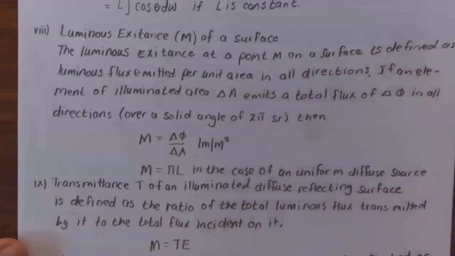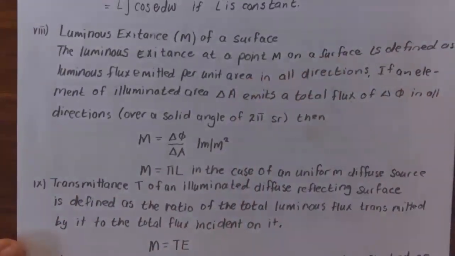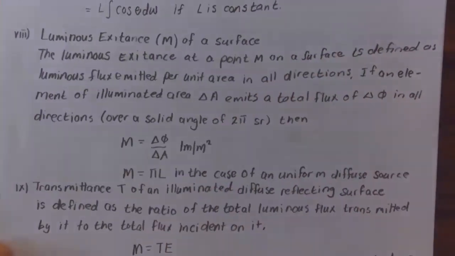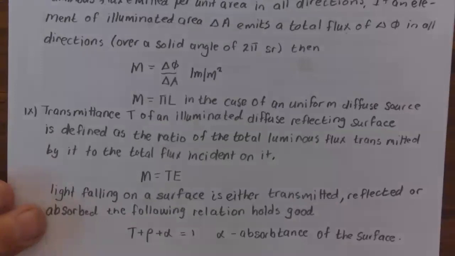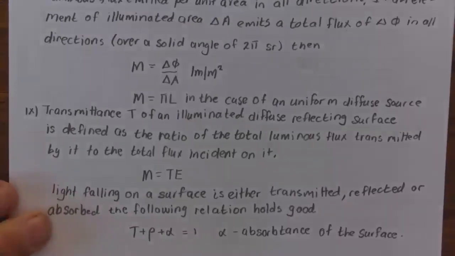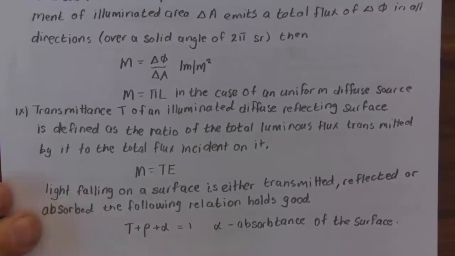Now the luminous excitance M at a point on a surface is defined as the luminous flux emitted per unit area in all directions. If an illuminated element delta A emits a total flux of delta phi in all directions over a solid angle of 2 pi radians, then M is delta phi over delta A. And M is equal to pi times L in the case of a uniform diffuse source.